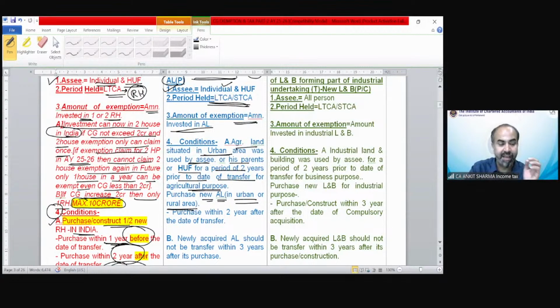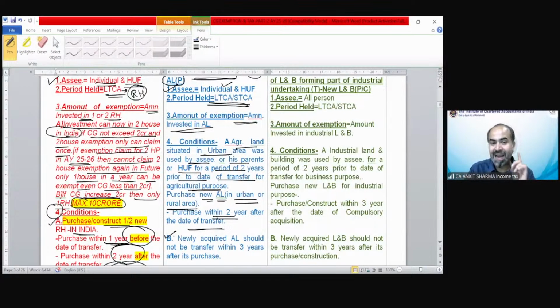So you will get the exemption if you purchase any new agricultural land, whether in urban area or rural area. The time period for the exemption is 2 years after the date of transfer. No time period like 1, 2, 3, complicated; it's simple. From the date of transfer, if within 2 years you purchased a new agricultural land, you will get the exemption.